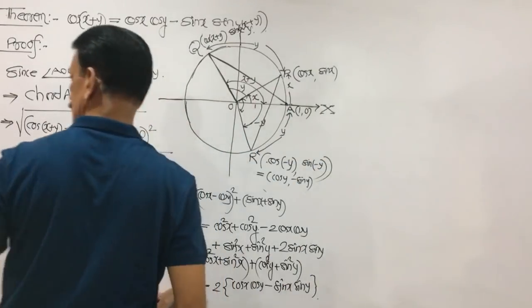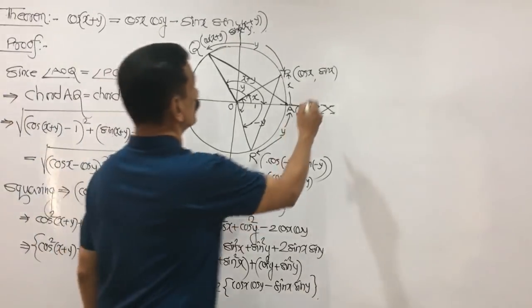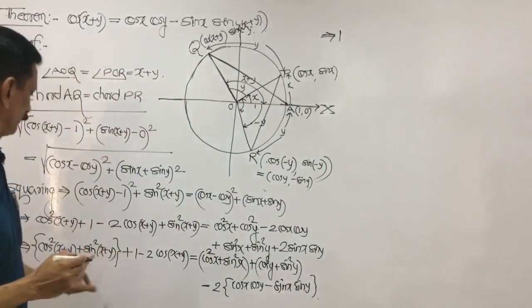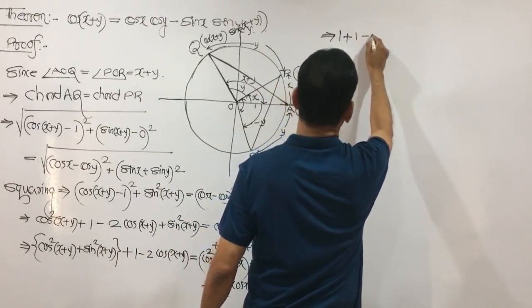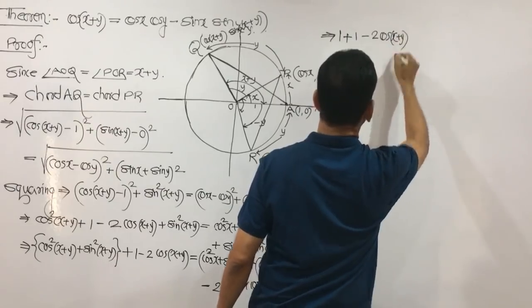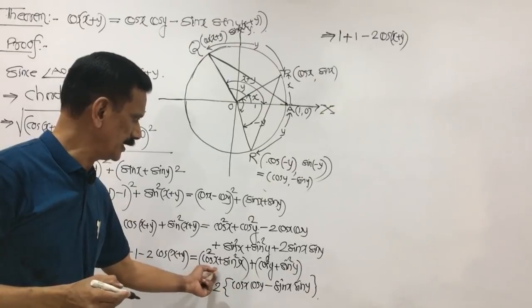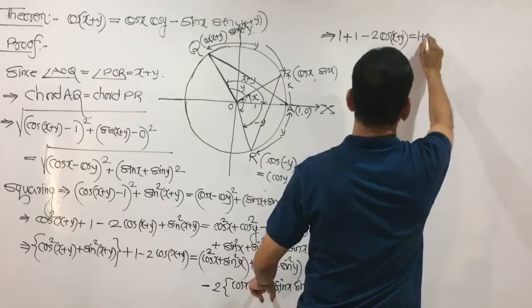I write this as, see here, this how much, my dear friends? Its value is? Cos square theta plus sin square theta means 1, because theta is your x plus y. So I continue here. This is 1 I write, and this 1 I write plus 1 minus 2 cos of x plus y. This I have written. This value in the bracket is how much? 1. This is 1, means again on the right side, it is 1 plus 1.